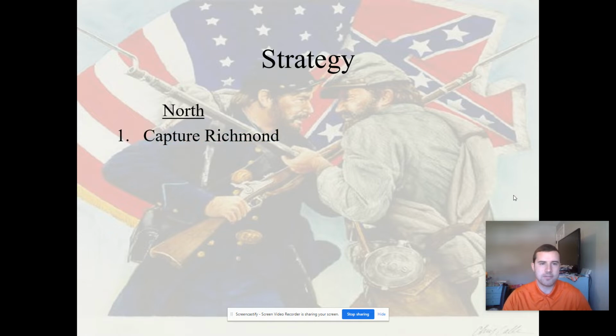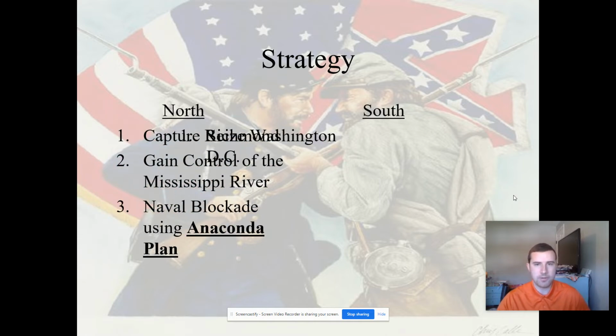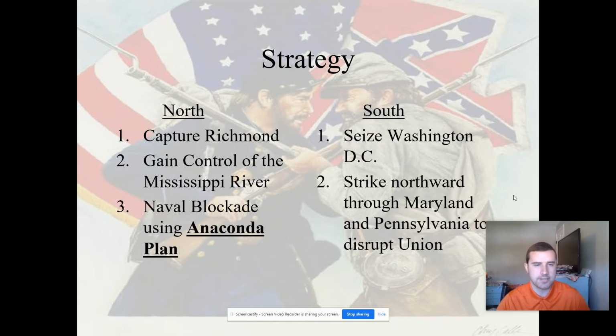Now, the strategy of the war plays into one of the big vocab words of this section, which is the Anaconda Plan. And this all plays into the North's strategy of constricting the South, hence the Anaconda Plan, because an anaconda constricts its prey. The North is looking to capture Richmond, which is in Virginia, and that was the Confederate capital. So again, they're going for the heart of their enemy there.